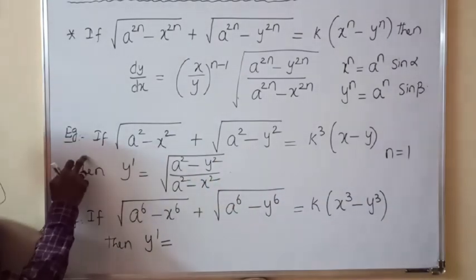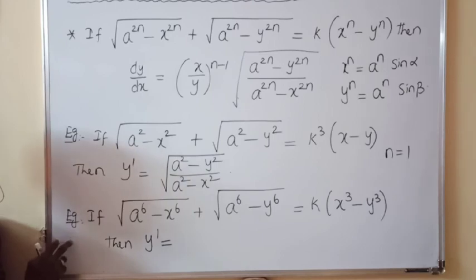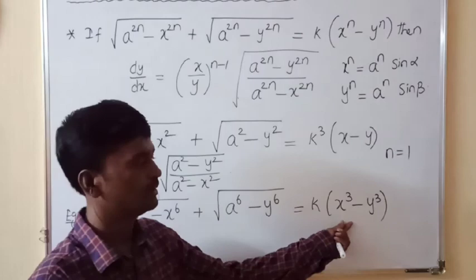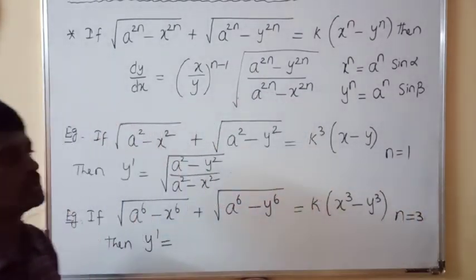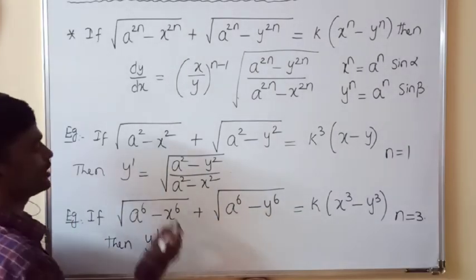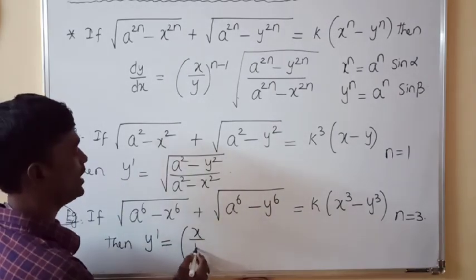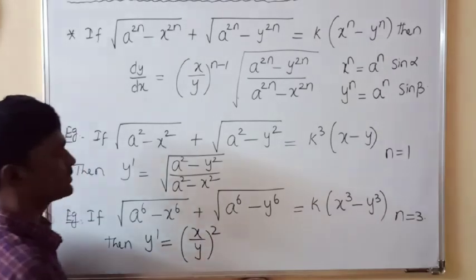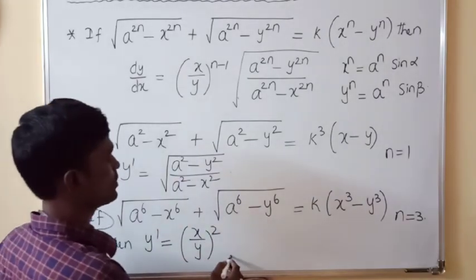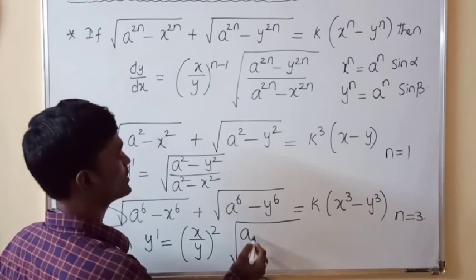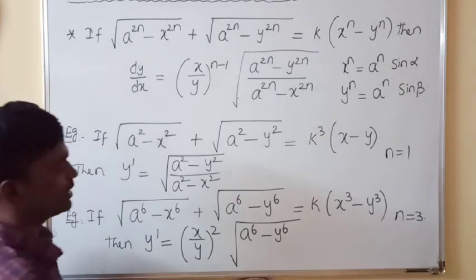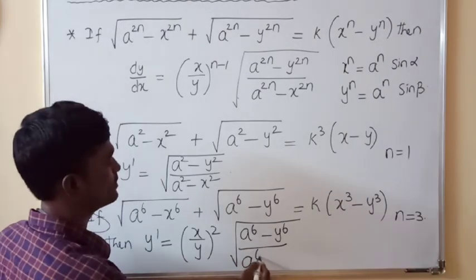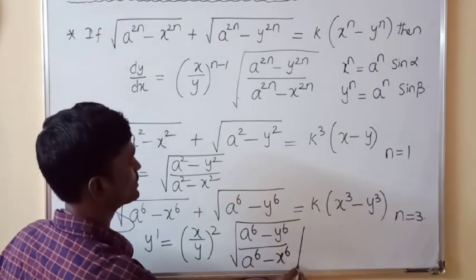So this is the previous year's KCET problem and this is the previous year JEE problem. Okay. Here in the second problem, what is n value? 3. So using the above shortcut formula, what you will get? X by y whole power n minus 1. N minus 1 is 3 minus 1, how much? 2. Into square root of a power 6 minus y power 6, correct? A power 2n minus y power 2n. Okay, divided by a power 6 minus x power 6. So that was the answer.